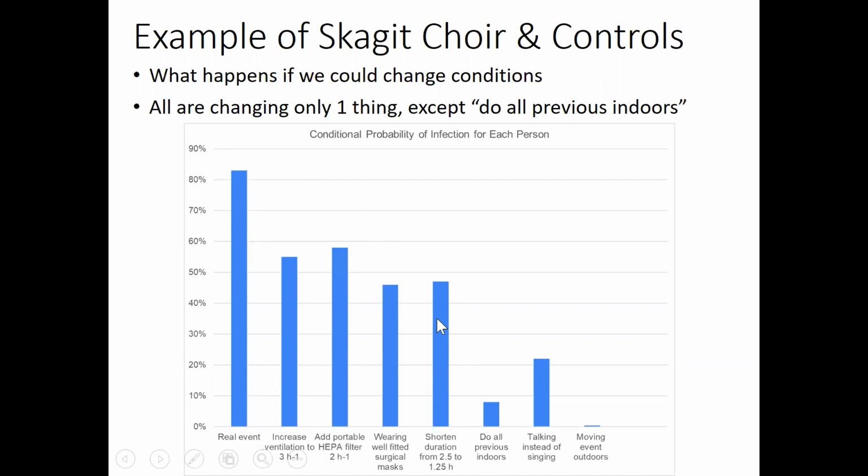This was a case in which the emission of virus into the air was very high. So any one of these measures cannot control the transmission completely. But now let's say that we do all these 4 things together. We increase the ventilation, add a portable HEPA filter, we add well-fitted surgical masks, and we shorten the duration. And now we have gone from 80-some% to maybe 8%, okay? So a factor of 10, right?